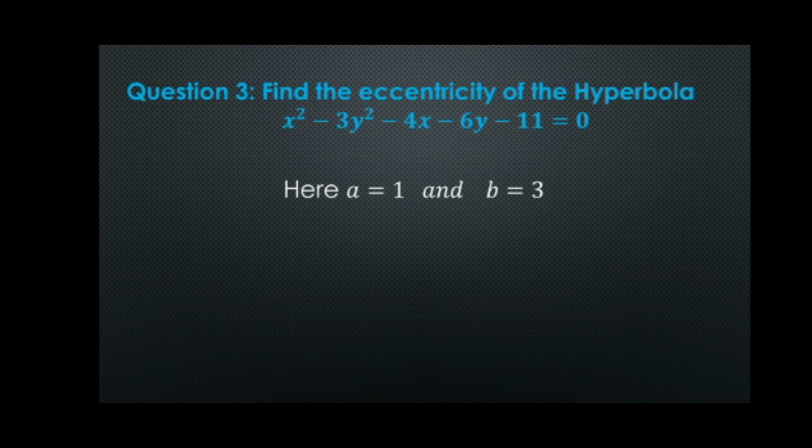Find the eccentricity of the hyperbola x square minus 3y square minus 4x minus 6y minus 11 equal to 0. Here a equal to 1 and b equal to 3. Eccentricity equals square root of 1 plus a by b, which is square root of 1 plus 1 by 3. It will be 2 divided by root 3.